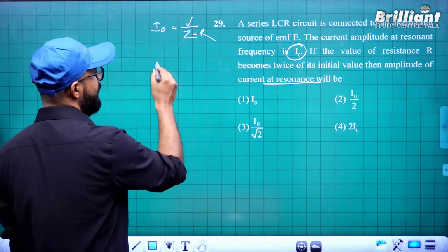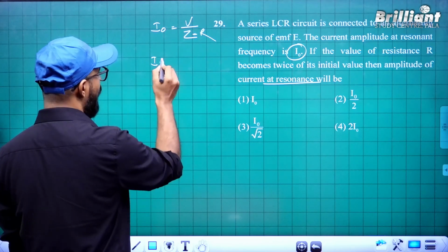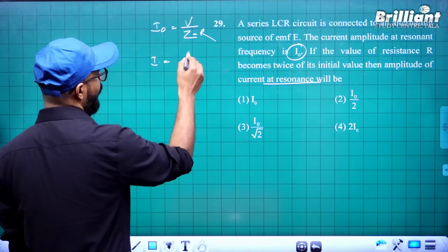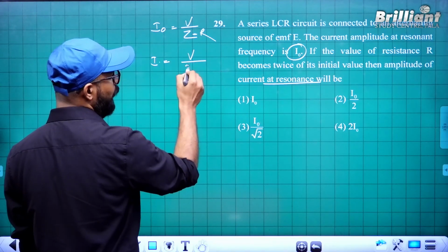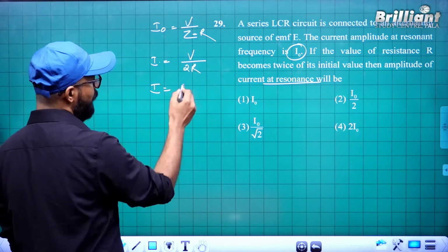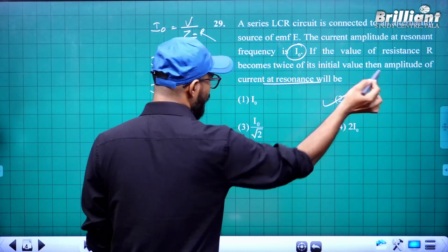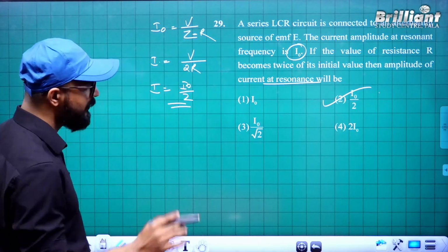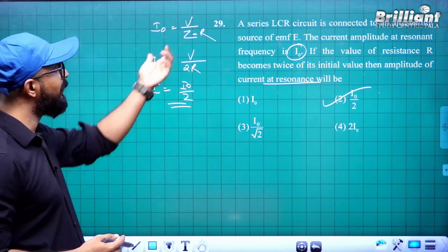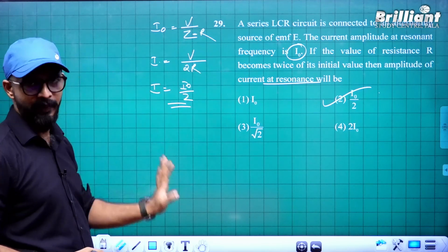Clear? Again at resonance. So if the value of the resistance has become 2 times, then I dash, or I, is equal to V divided by 2R. And we know what V by R is. That is I0. So the answer is I0 divided by 2. It's a very straightforward question. Nothing else. They have just asked what the amplitude of the current is when the resistance changes, and they have taken the same condition, resonance.